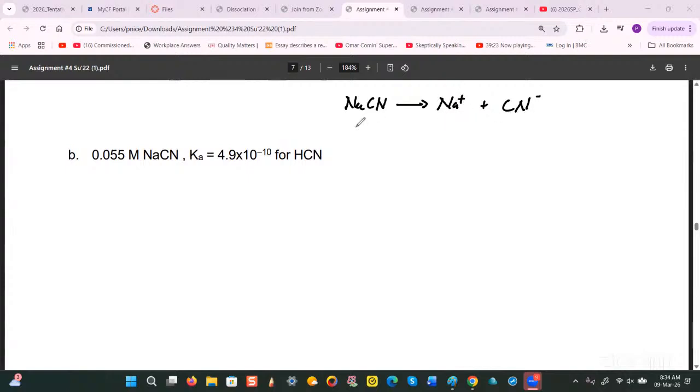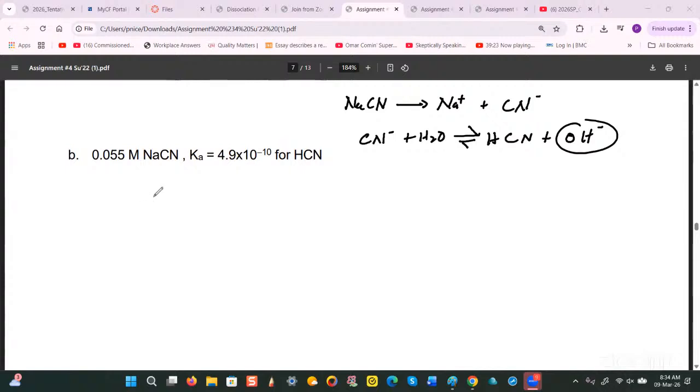But the cyanide ion will act as a base to form HCN plus OH-, right? So this is the reaction that will take place that will produce hydroxide ions. So therefore, without doing any calculations, we can tell that the pH here would be greater than 7 because hydroxide ions will be formed, right?